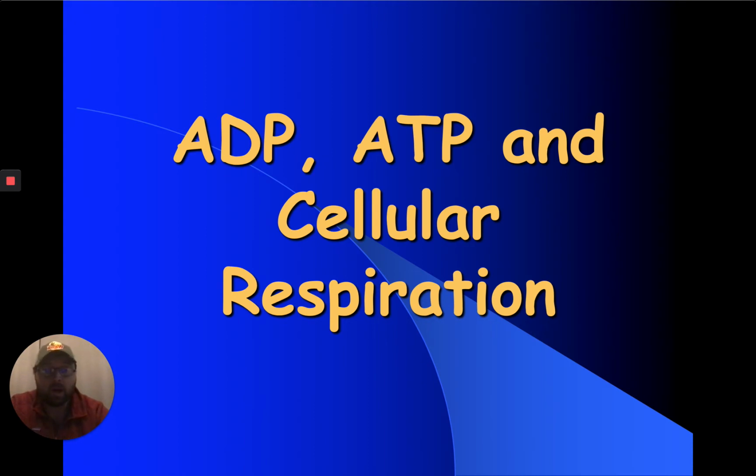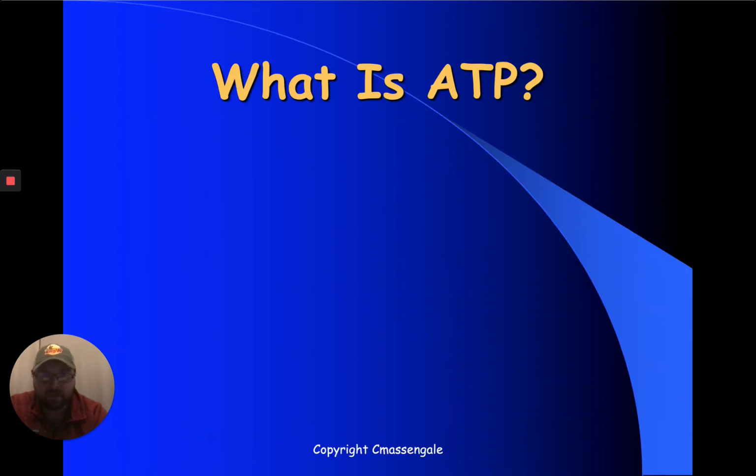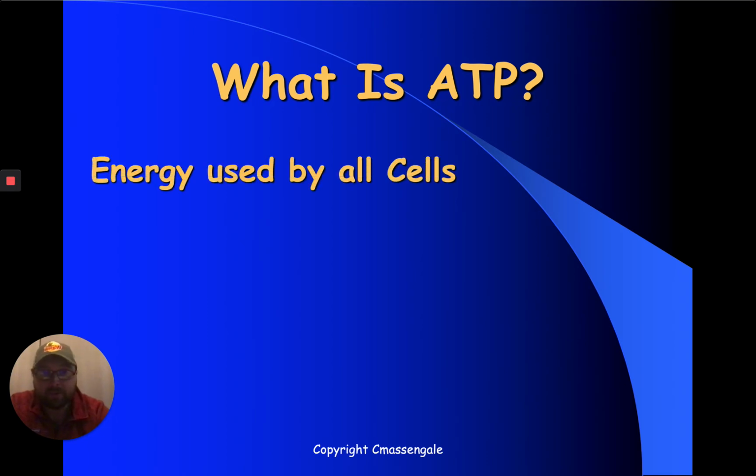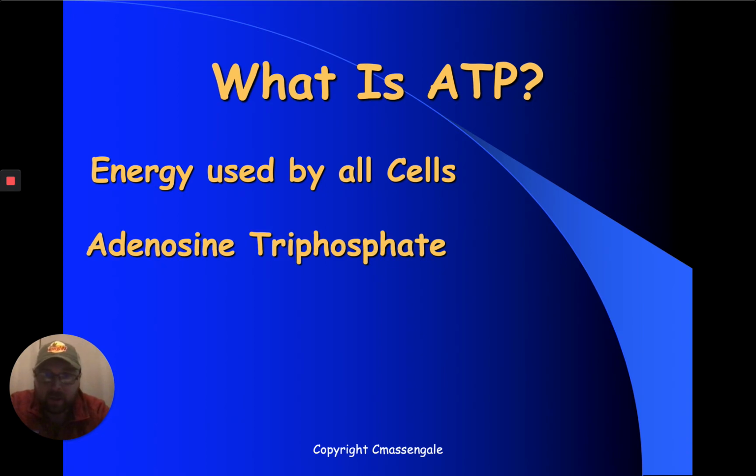All right, which brings us to our title slide, ADP, ATP, and cellular respiration. ADP stands for adenosine diphosphate, and ATP stands for adenosine triphosphate. That's what those stand for, but we'll check that out in the following slides. The first one says, what is ATP? As we previously mentioned, it's where we get energy from. And we're going to check out how this molecule stores energy, where the energy is actually at in the molecule. ATP is an abbreviation for adenosine triphosphate.